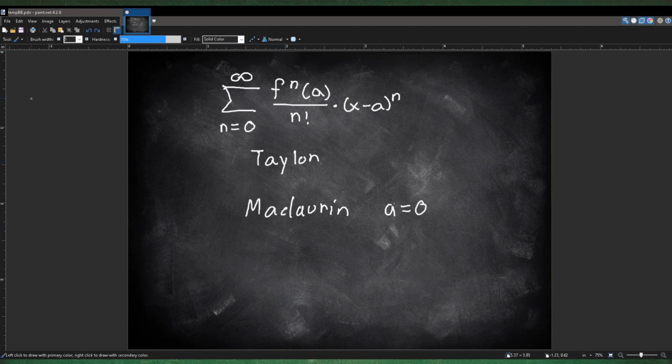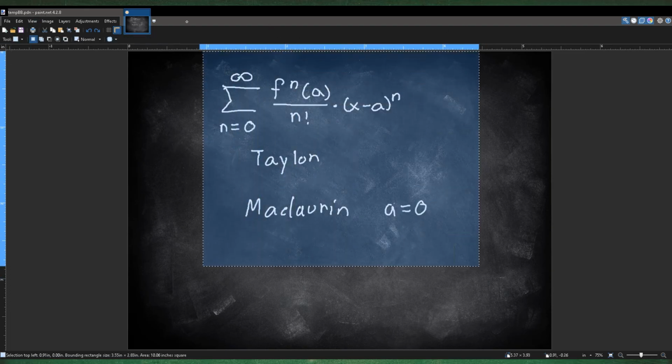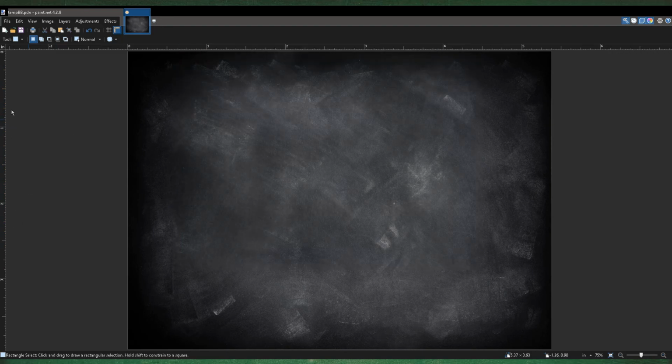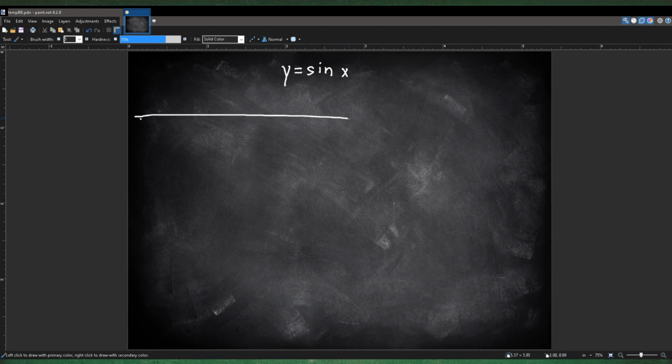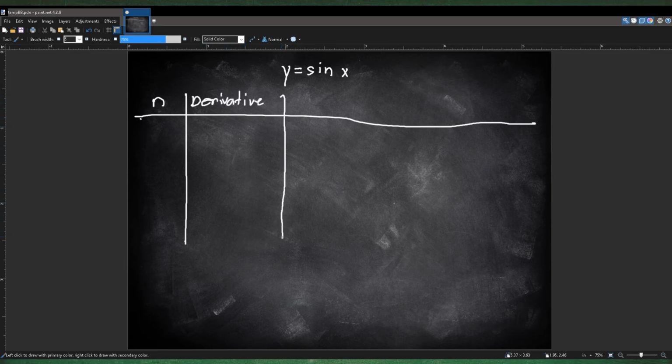So using this equation, we're going to do an example to see how this works. Let's use the example we've been working on, y is equal to sine of x. Usually when I do this, I like to make a chart. The first thing I have is n, and the second thing I have is the derivative. The third thing I have is the coefficient, which I'm just going to write as c. And the last thing is our final output, which I'm just going to put as FO.